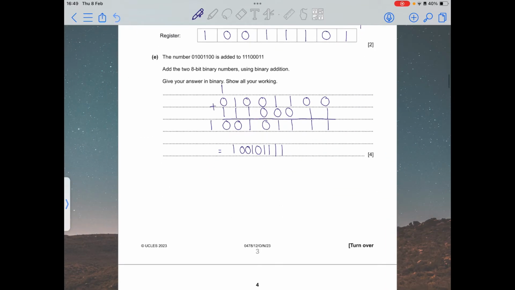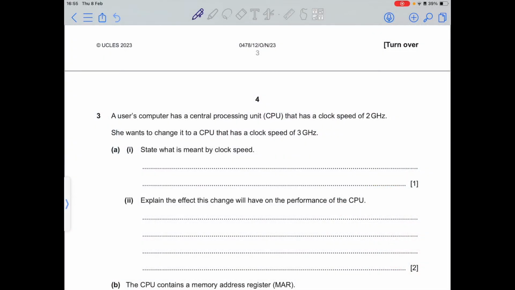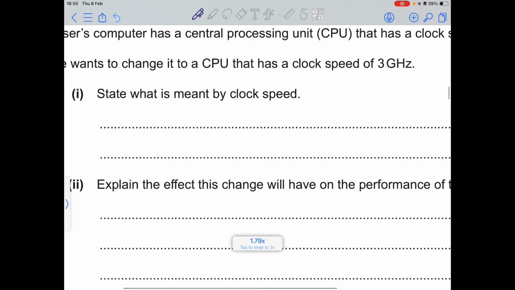Now let's move on to the next question. Alright guys, so now we move on to the next question, which is: a user's computer has a central processing unit, CPU, that has a clock speed of 2 GHz. She wants to change it to a CPU that has a clock speed of 3 GHz. What is meant by clock speed? A simple question. Clock speed means the maximum number of instructions that a CPU can process in a second.